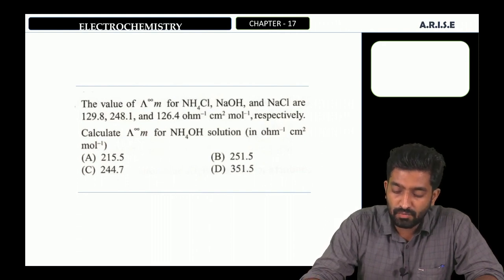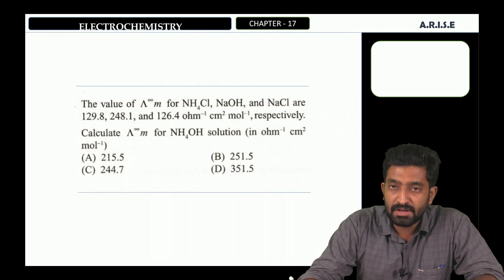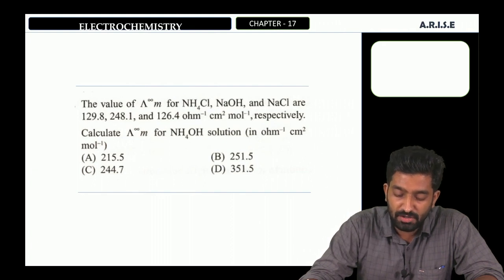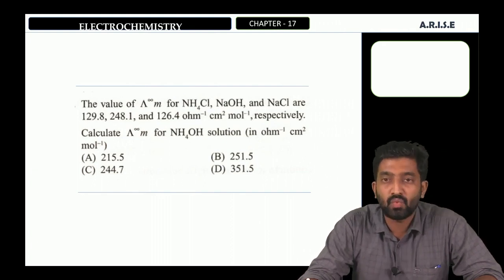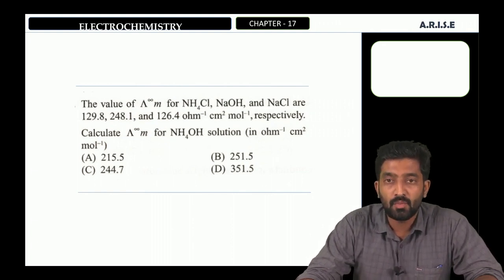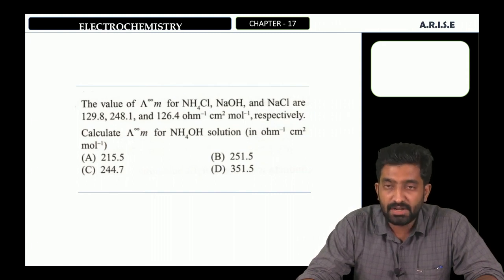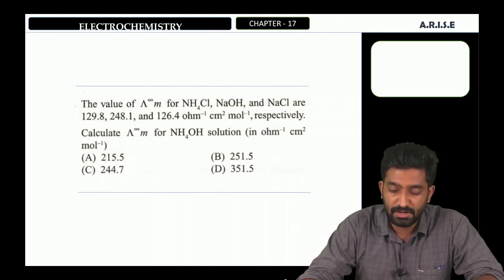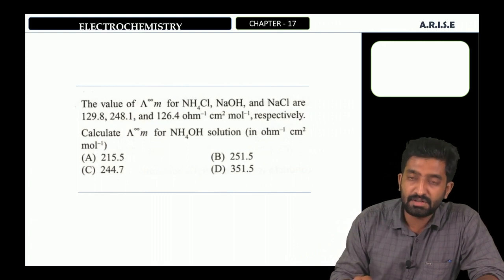The value of lambda infinity m, that is limiting molar conductivity for NH4Cl, NaOH and NaCl are 129.8, 248.1 and 126.4 ohm raised to minus 1 centimeter square mole raised to minus 1. Calculate the lambda infinity m, that is limiting molar conductivity for NH4OH solution. Clear?